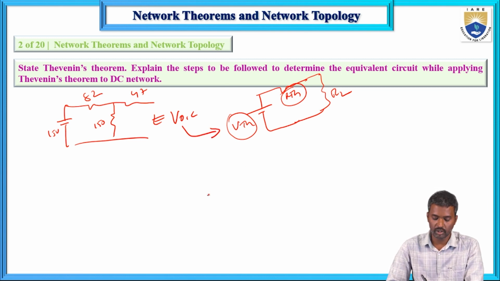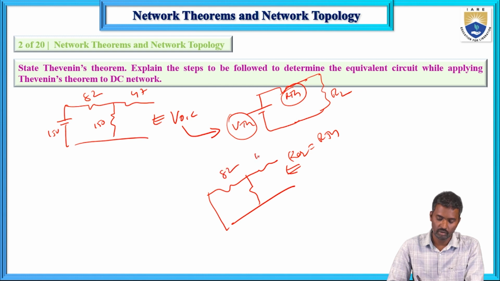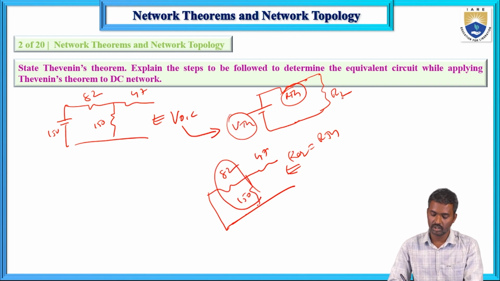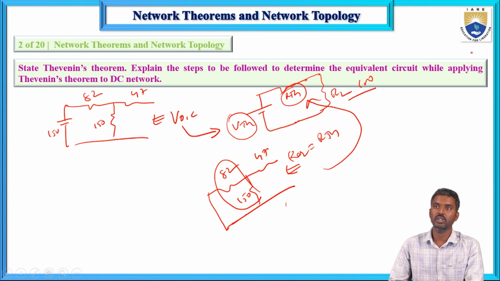And next, for this one, remove the load resistance from the given circuit, short the voltage source and open the current source, and calculate this R equivalent. That R equivalent is known as RTH, with 82, 47, and 150. So that 82 and 47 are connected in series, and 82 and 150 are connected in parallel, and 47 is connected in series. So now this is RTH, and reconnect the load resistance 100, and then calculate the current.